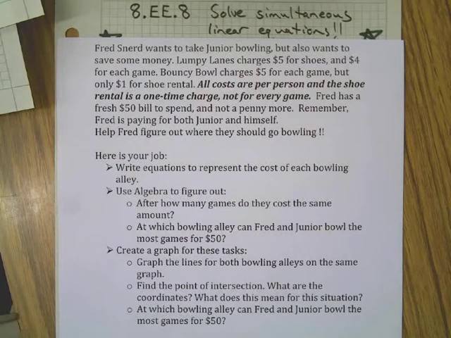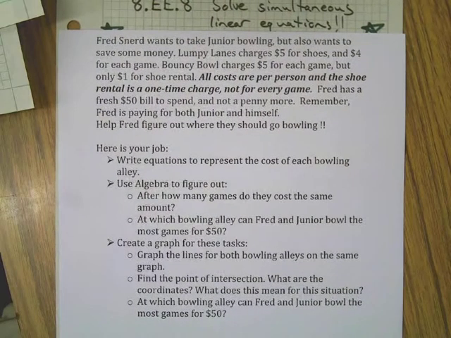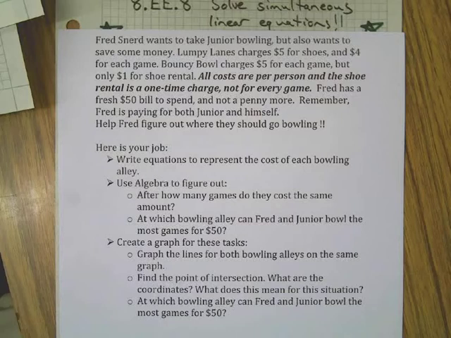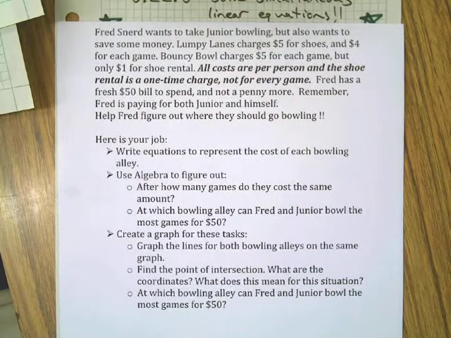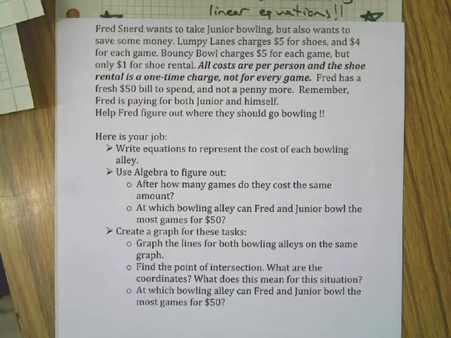Fred has a fresh, crispy $50 bill to spend, but not a penny more. Remember, Fred is paying for both Junior and himself. Help Fred figure out where they should go. Here's your job. Write the equations to represent the cost of each bowling alley. Use algebra to figure out after how many games they cost the same, and at which bowling alley Fred and Junior can bowl the most games for that $50.